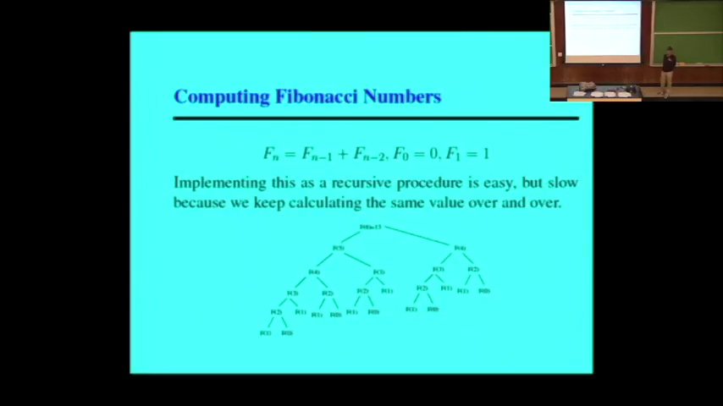Any questions? What is the running time, the big O running time, of computing the nth Fibonacci number through this method? Can anybody figure this thing out? Yeah? You say 2 to the n. Why do you say 2 to the n?